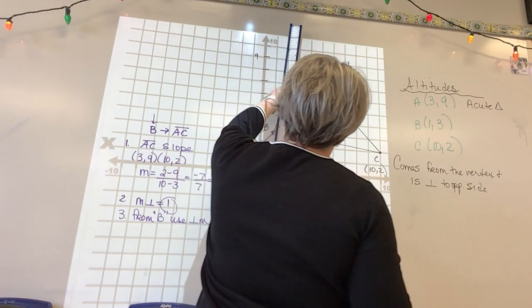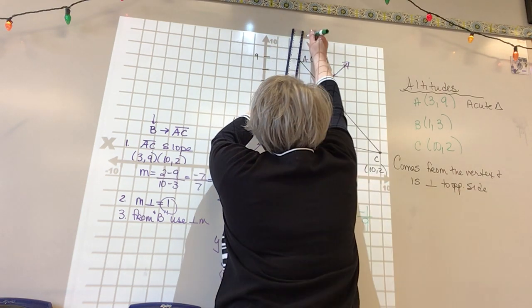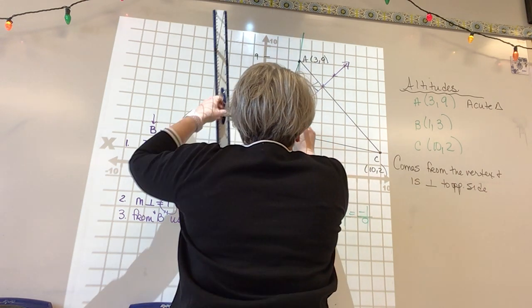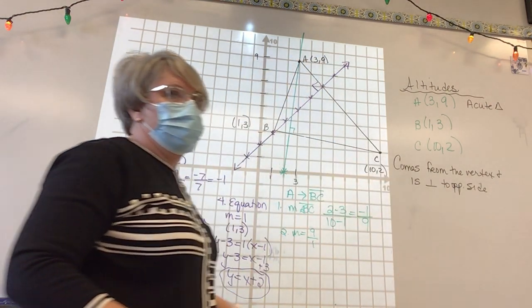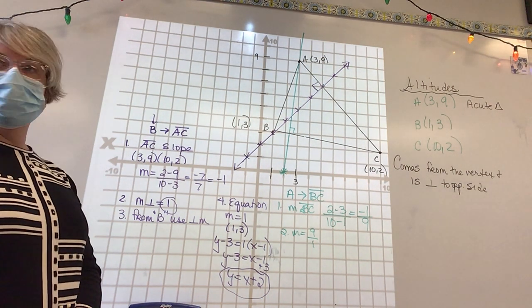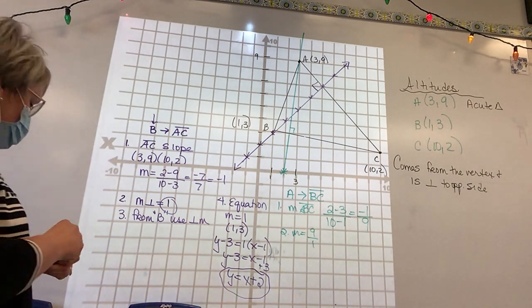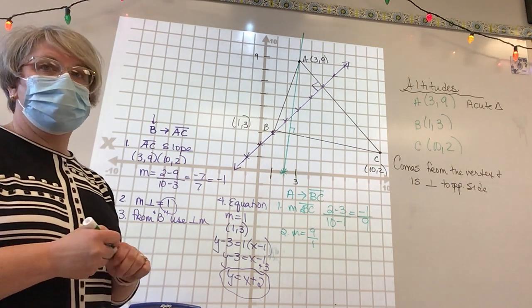At least I could do 2. Make sure you and your neighbor both have a perpendicular mark. Does that look good? Okay, so now I need to write the equation.